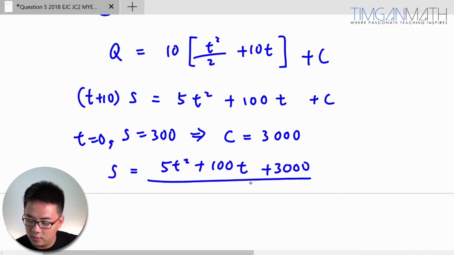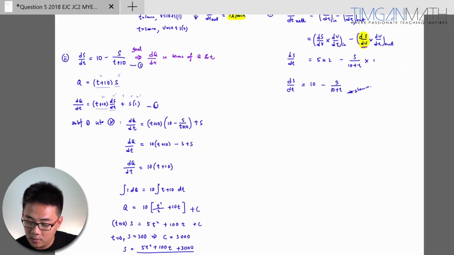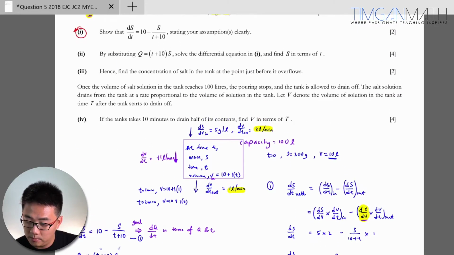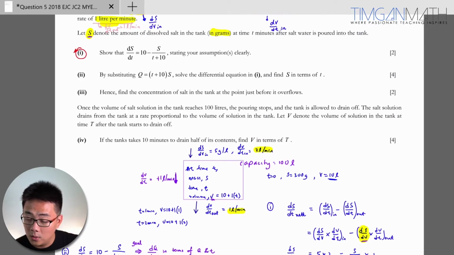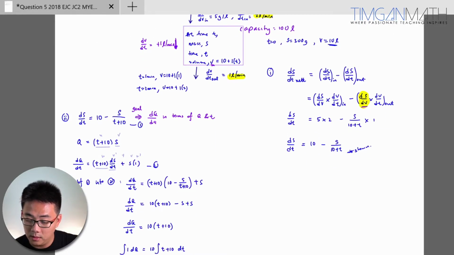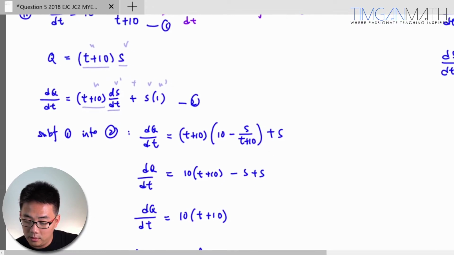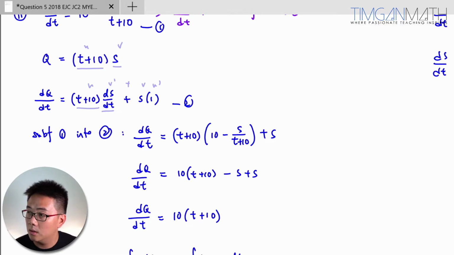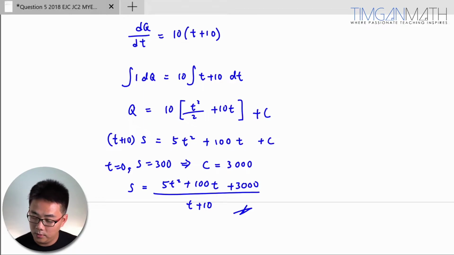Let me check my answer, okay? t plus 10. Let me just go through it a bit. I think that's about it. Shouldn't be any problem there. dq dt, substitute that dq dt inside. Correct. So I think this is a correct answer.